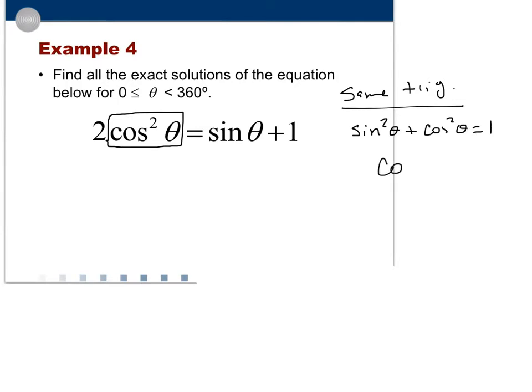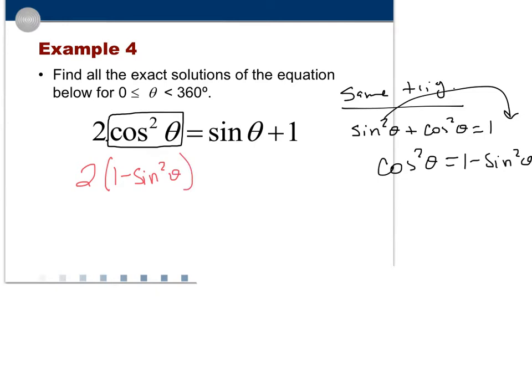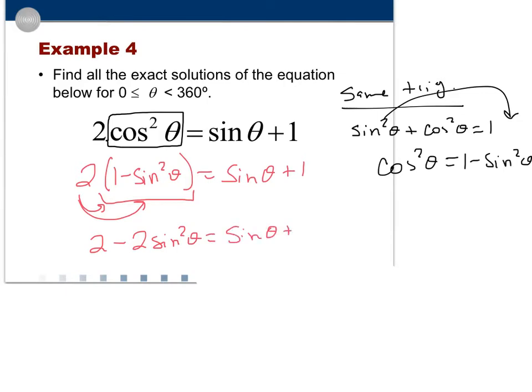And so cosine squared theta is the same as 1 minus sine squared theta, right? I just manipulate it so I move the sine over. So I'm going to go ahead and replace. But when you do stuff like this, make sure you put parentheses because it changes the format of the problem, and that 2 is being multiplied with that trig function. So we replace the trig function with this whole term. So now I got to distribute that 2. So I have 2 minus 2 sine squared theta is equal to sine of theta plus 1.